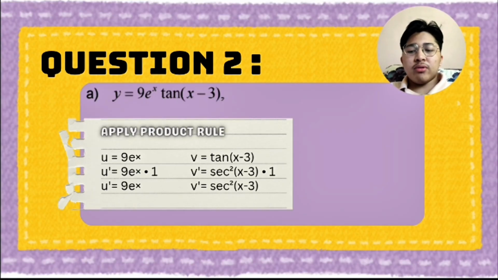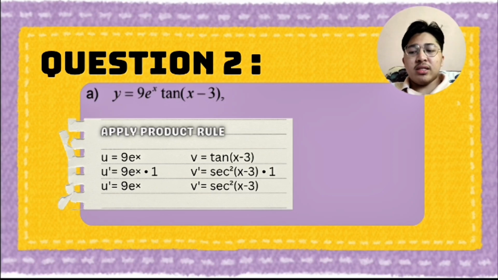The derivative of u equal to 9e^x is u prime equal to 9e^x. This is a special case because the derivative of e^x is just e^x. For v equal to tan(x − 3), we use the chain rule. The derivative of tangent is secant squared, so it becomes sec²(x − 3).